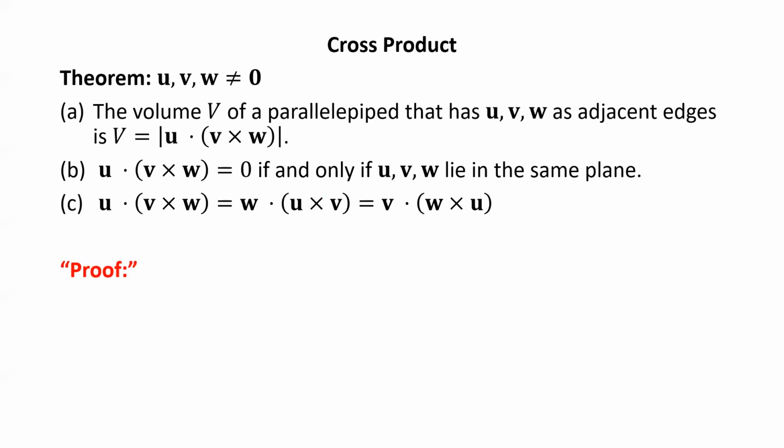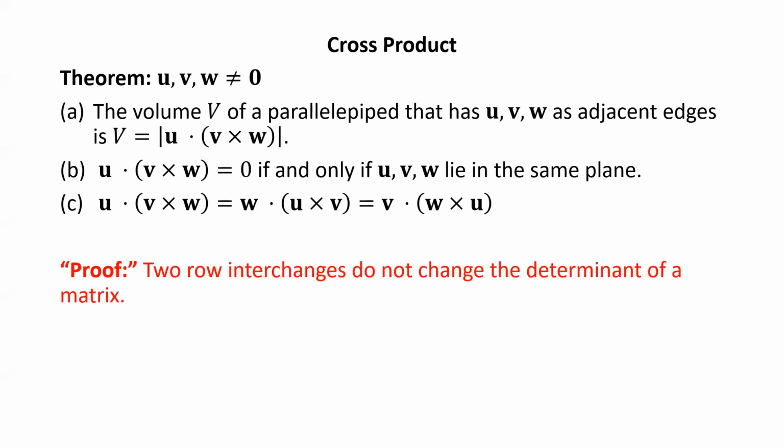Part C, u dot v cross w is w dot u cross v is v dot w cross u. Okay, now, I put this proof in quotes because there's one fact I'm going to steal from linear algebra, and that's that 2 row interchanges of a matrix do not change the determinant of the matrix. I'm going to use this fact freely. It's not too hard to prove using methods from linear algebra, and it's especially not too hard to prove using a 3x3, but I don't want to take us outside the scope of what we're doing here. So using this fact that 2 row interchanges do not change the determinant of a matrix, all we have to do is recognize that we can get a rotation by doing 2 row interchanges.